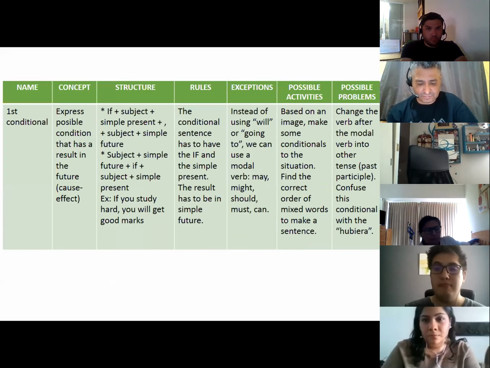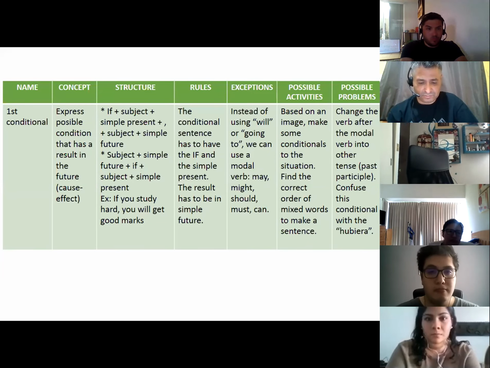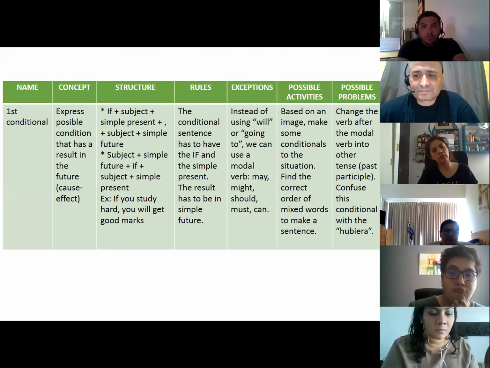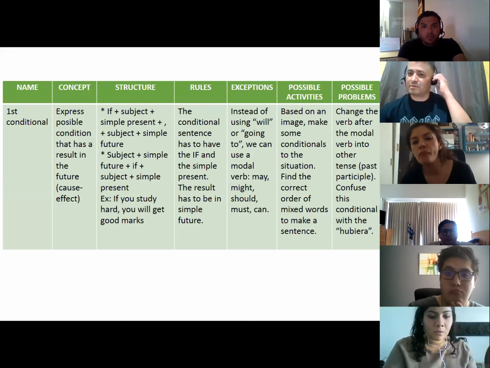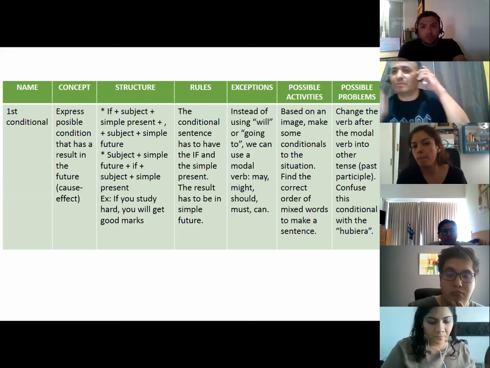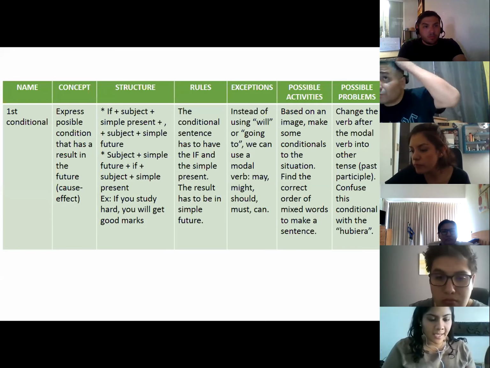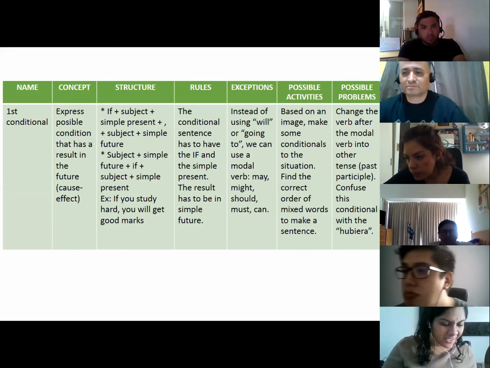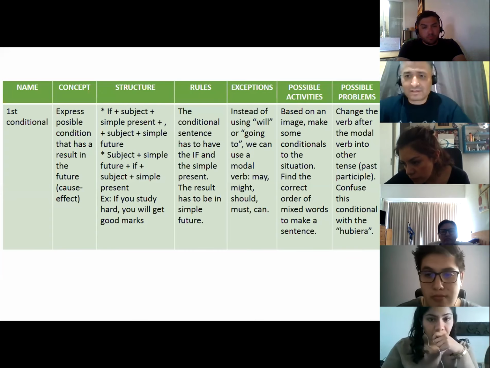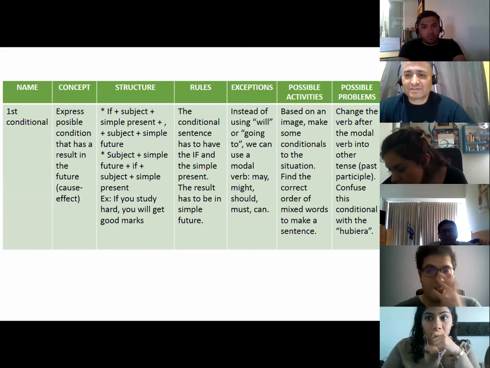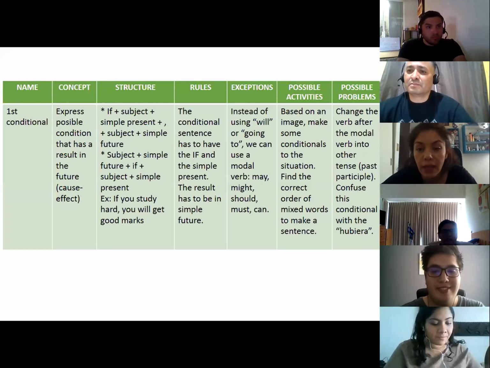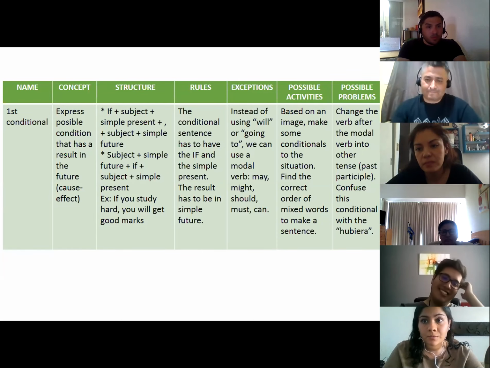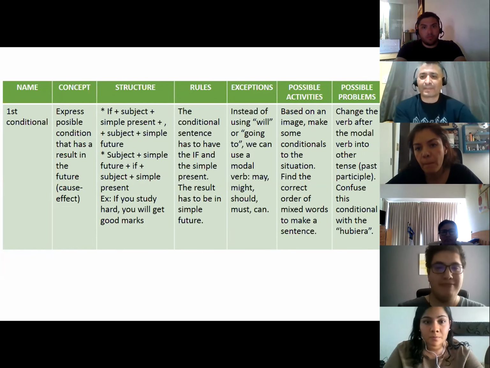Well, the name is first conditional. We just found that name, first conditional. And the concept is it expresses a possible condition that has a result in the future. It causes an effect.